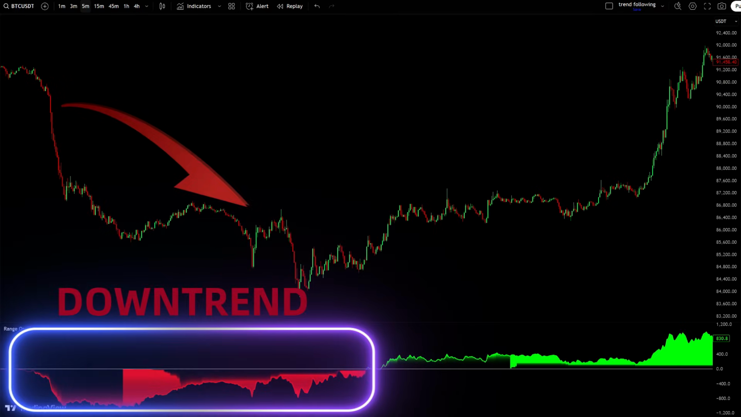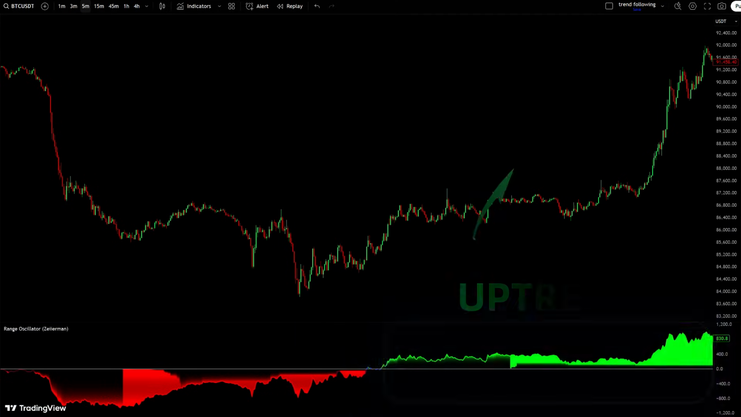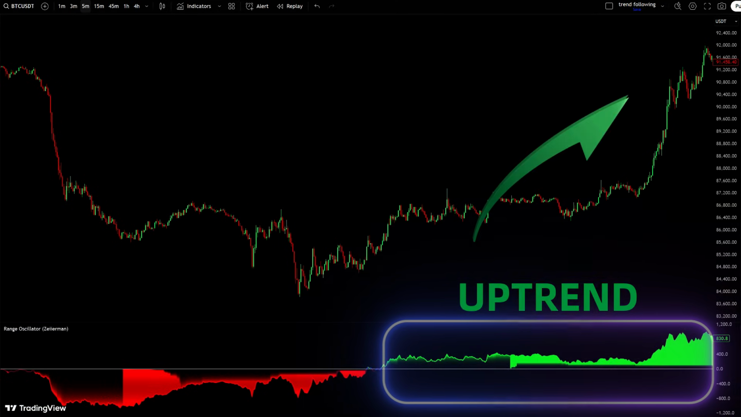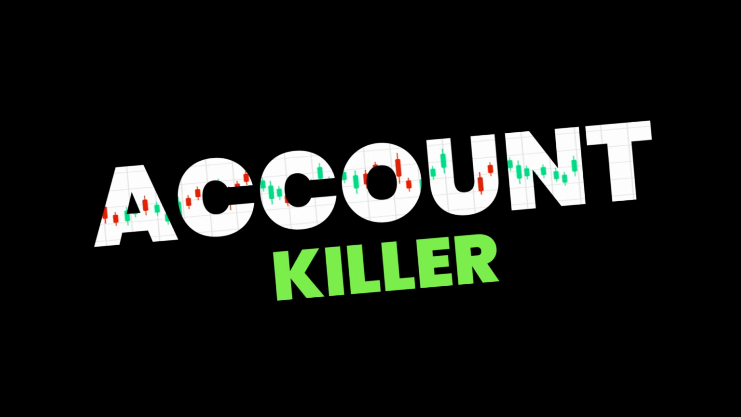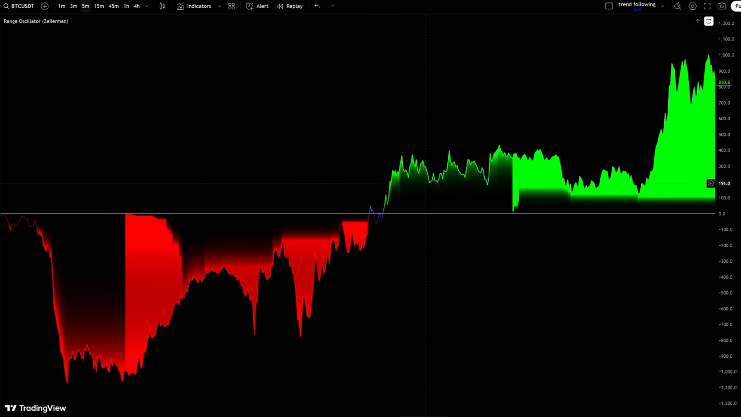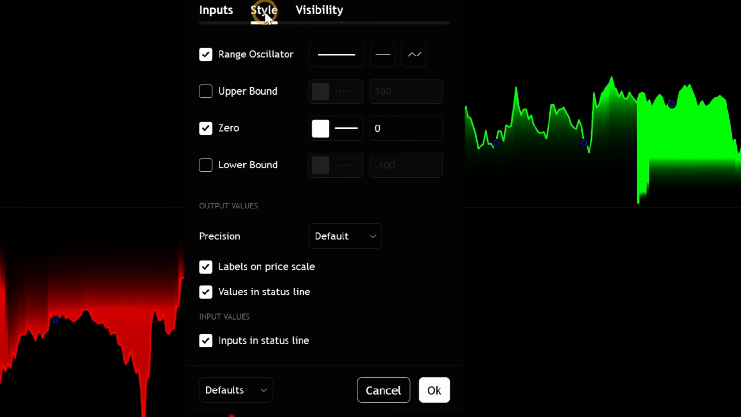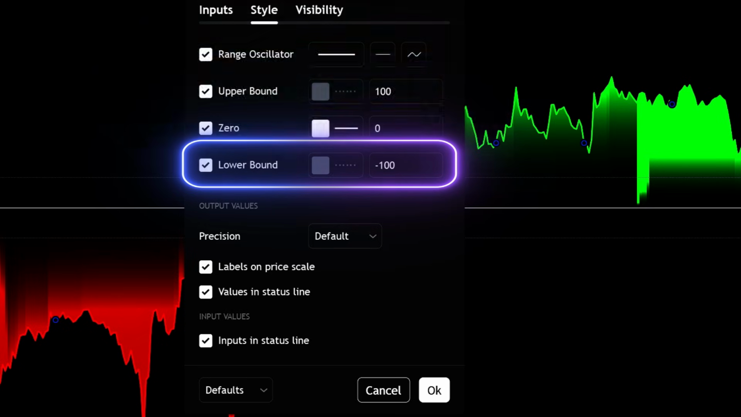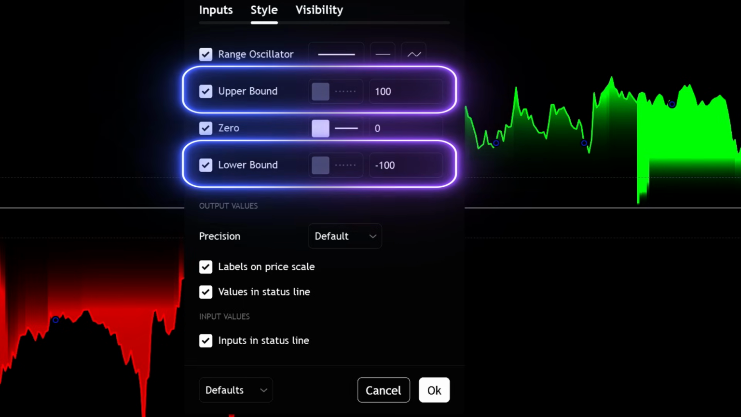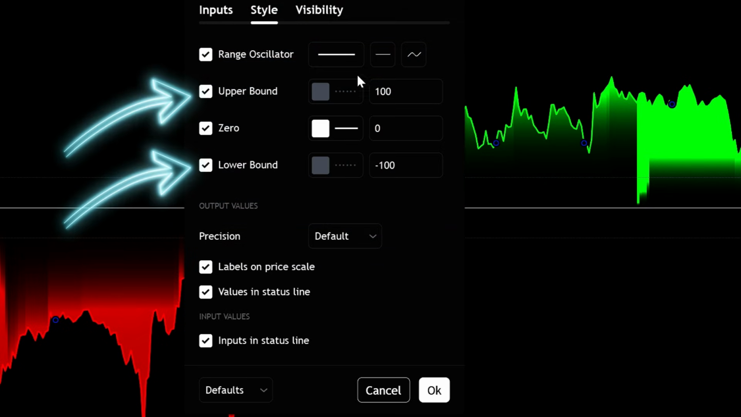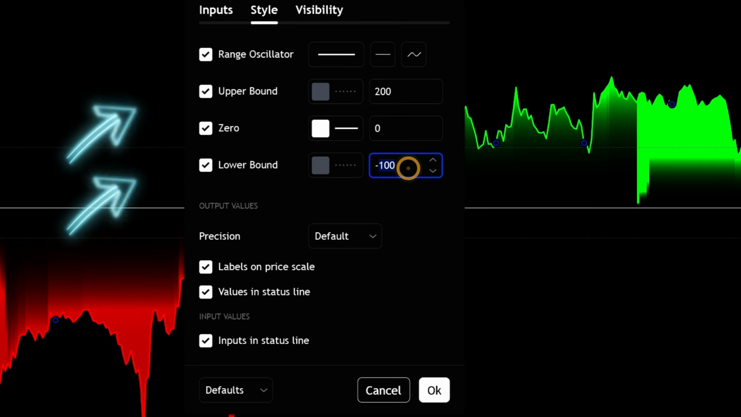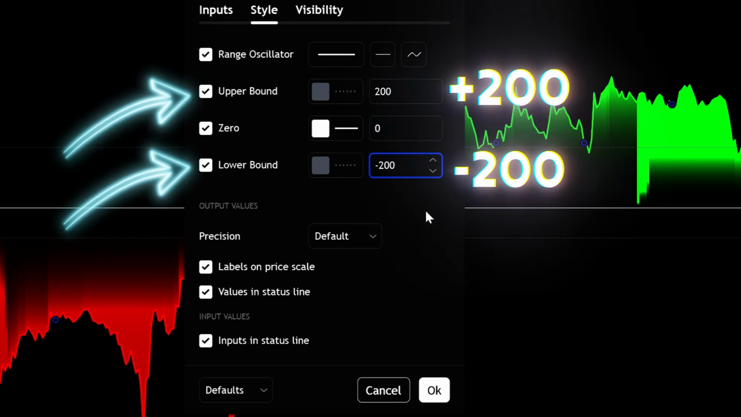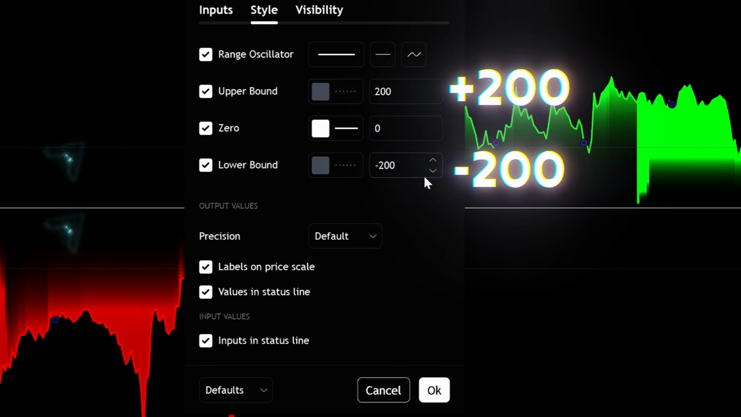But the whole absolute genius of this indicator is how it keeps you out of ranging markets, which are massive account killers. Head over to the Style tab in the settings. You see the upper band and lower band set to plus and minus 100. We need to increase those to plus 200 and minus 200. This makes the indicator deadly accurate at spotting dangerous sideways markets.